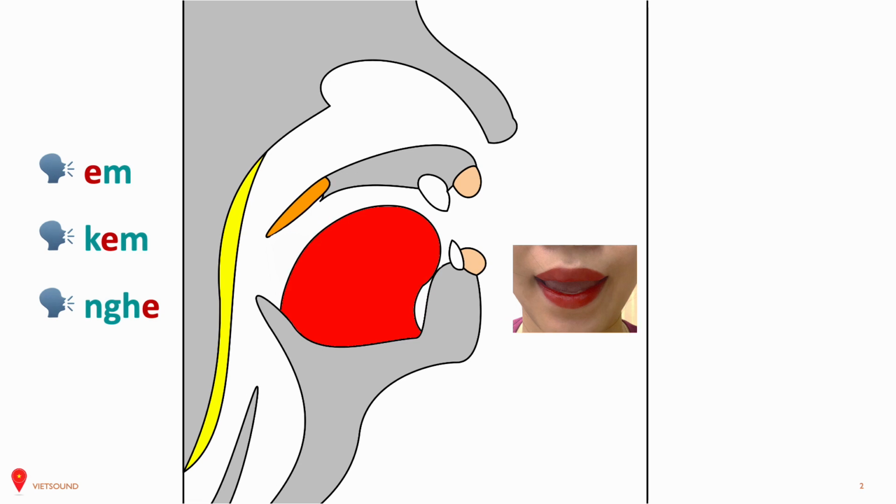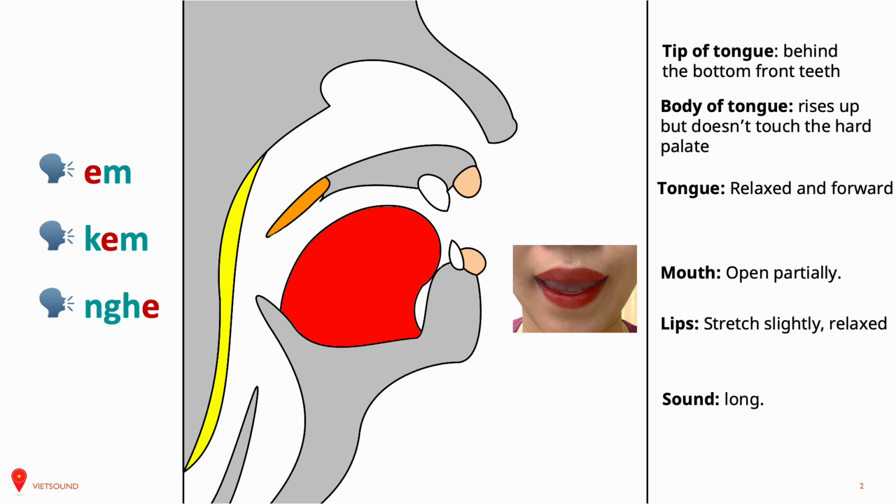The A sound can occur at the beginning of the word, like in the word am, or at the middle of the word, like cam, or at the end of the word, like nghe. Now let's see how to pronounce the A sound.